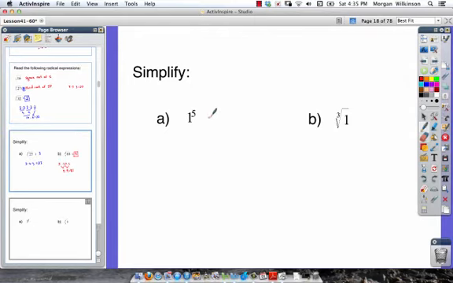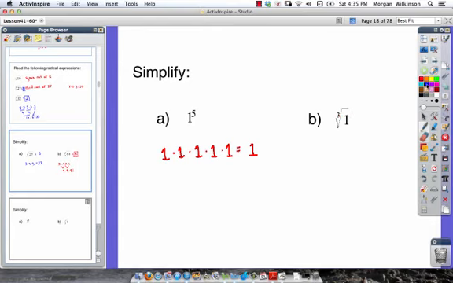Alright, let's simplify. We've got 1 to the 5th power. Now, remember, that means 1 times 1 times 1, and we're going to do that 5 times. And 1 times itself is always going to be equal to 1, so 1 to the 5th power must be equal to 1.